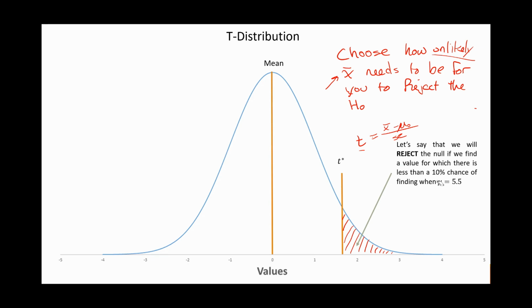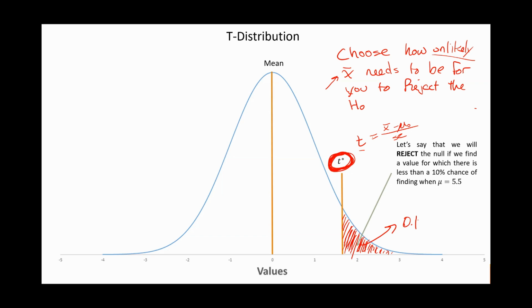Let me say this again, because this is a little complicated. Remember what I said a moment ago: the area underneath the curve corresponds to the probability of finding a value greater than whatever our cutoff is. So let's imagine that we choose T star in such a way that this area here is equal to 10%, or 0.1.